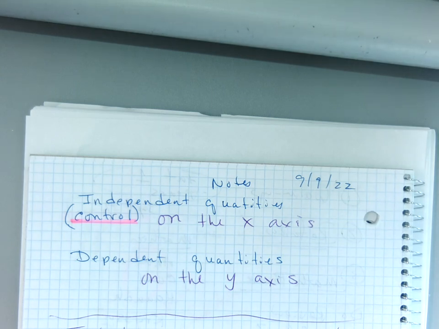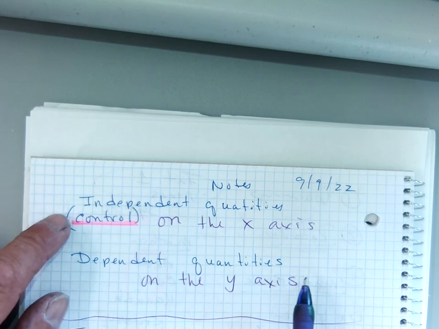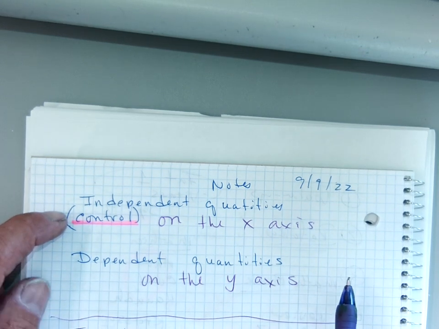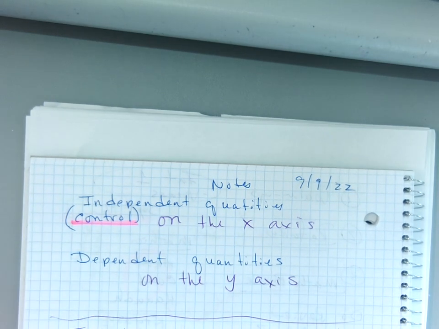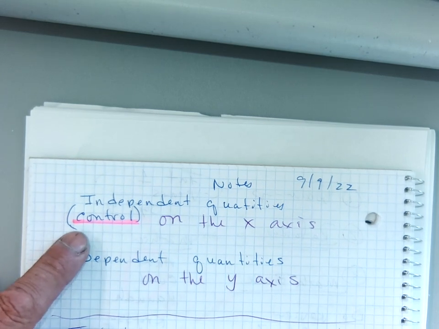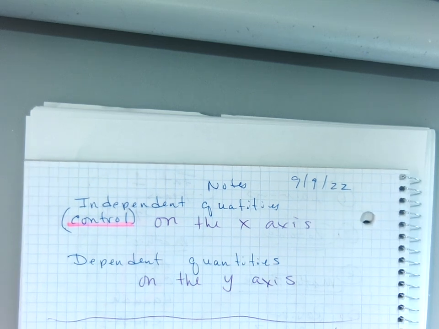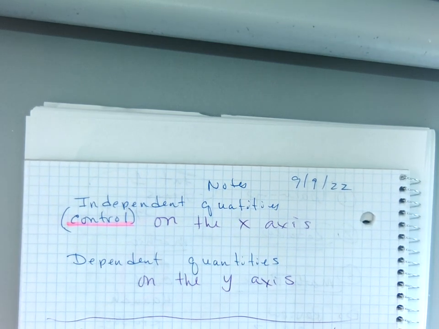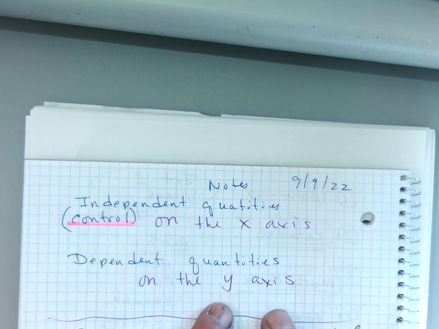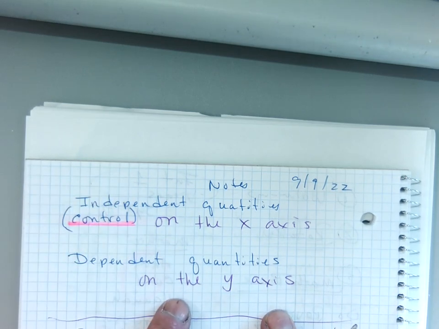What we did today is we talked about, first of all, in our notebooks, independent quantities and dependent quantities. The independent quantity is also called the control variable. It's always on the x-axis. And the dependent depends on the independent. It's called the dependent variable or quantity because it goes on the y-axis.